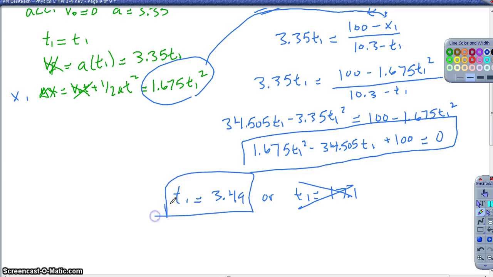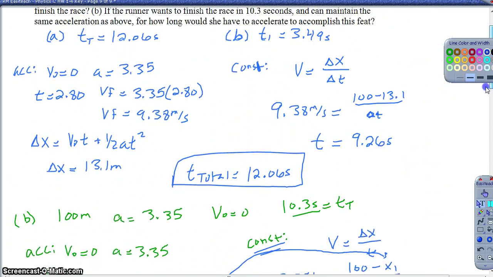Okay, so for this question, I interpreted it as how long would she have to accelerate, being the time. It didn't ask how far she would have to accelerate, but if it did ask how far, you would simply take this time and then plug it back in up here, and then you'd have your displacement pretty easy. So in any case, I hope this helps. This is very similar to the quiz question we saw before. It is a very good question.